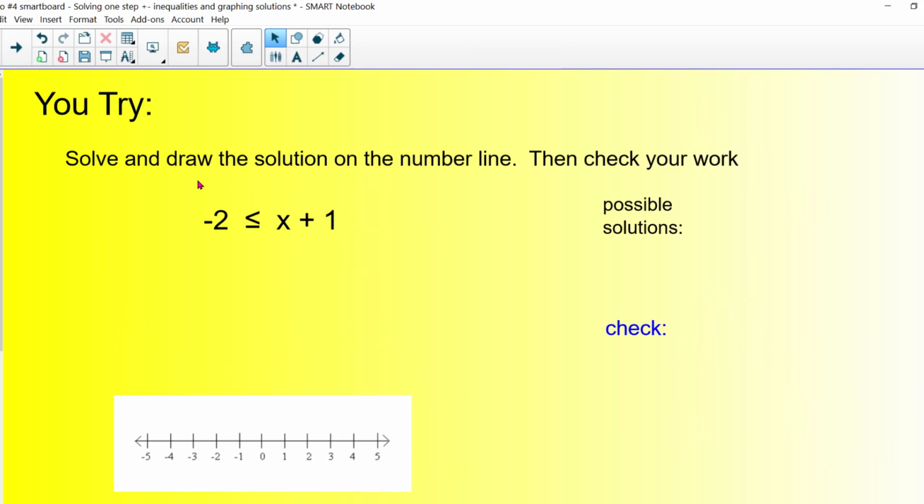Now it's your turn to try. This is a similar inequality, but be careful, this side's a little different. You want to solve the inequality and draw the solution on the number line and check your answer as well, like we just did. So go ahead and pause the video and work on this, and then the quiz question will pop up. When you're finished, answer that, and then watch to the end.